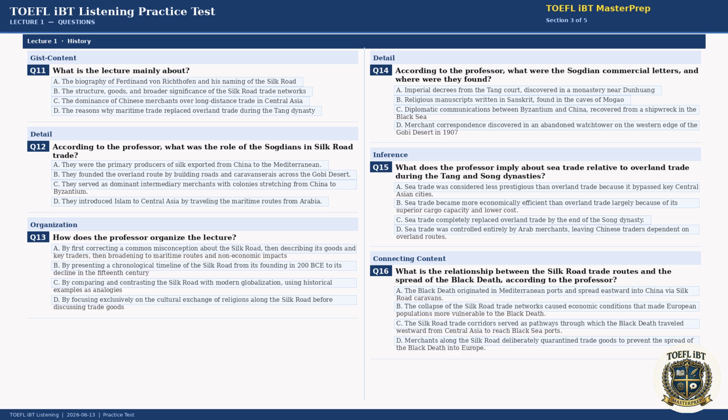Professor Merritt, you mentioned maritime routes. Were those considered part of the Silk Road too, or is that a separate thing?